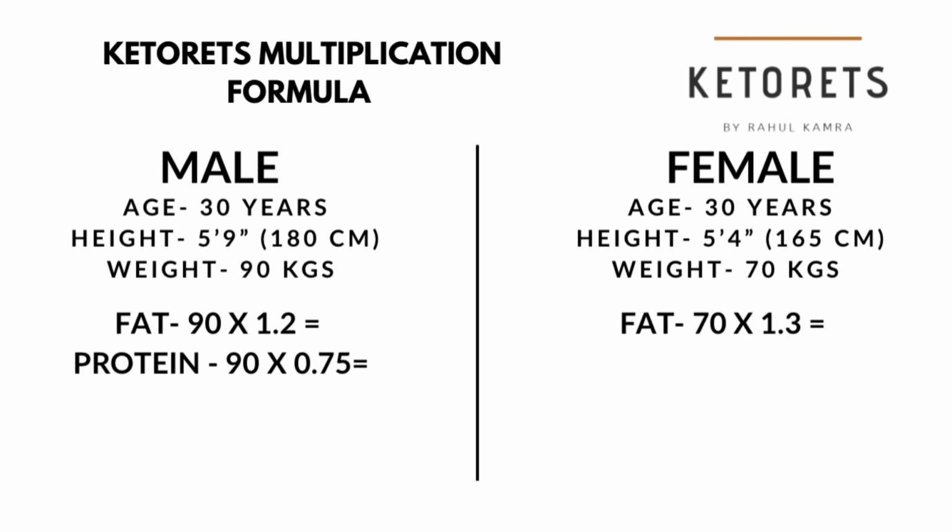So 70 into, let's take a rough calculation of 1.3, which is easy. 70 into, no workouts, nothing, 0.6. The taller you are, the more calories you can consume. The shorter you are, less calories you can consume.